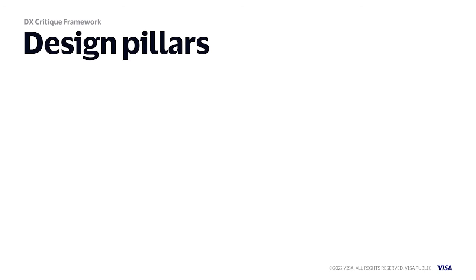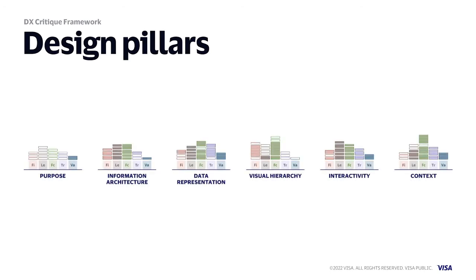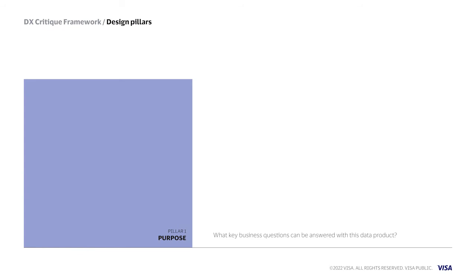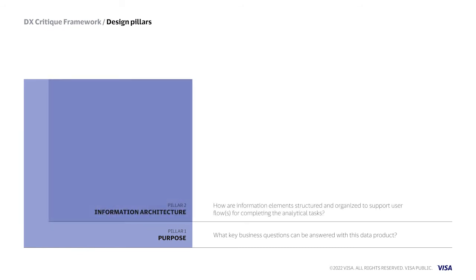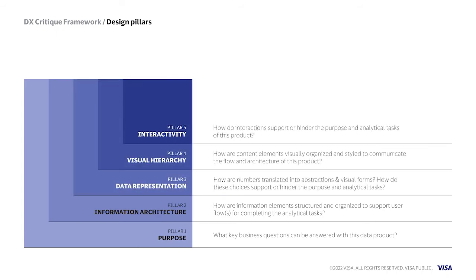So we then use those heuristics to frame how we critique these 6 data experience design pillars, which are the broad areas of the design that we can consider when evaluating a viz. We start by looking at more foundational elements of the design with the purpose and information architecture pillars, and then move towards progressively higher fidelity elements like chart design, visual formatting, and interactions.